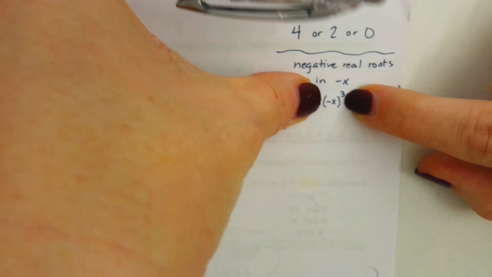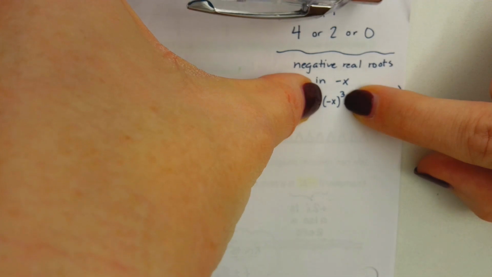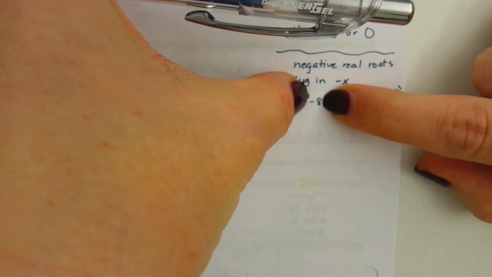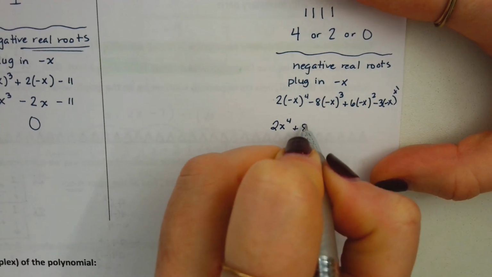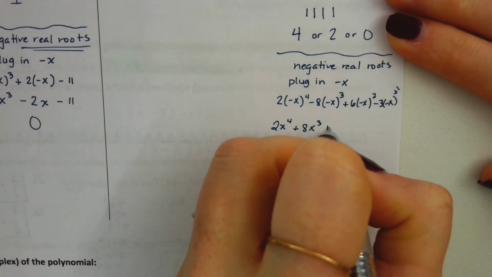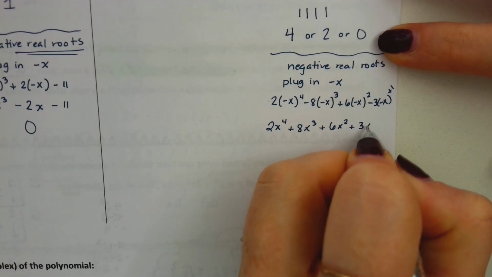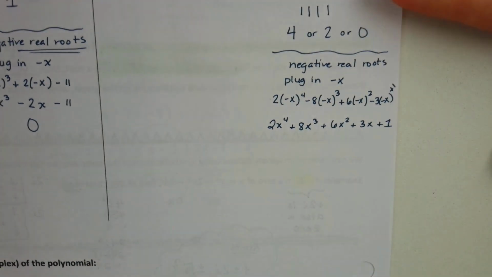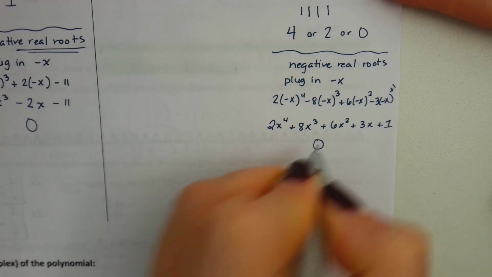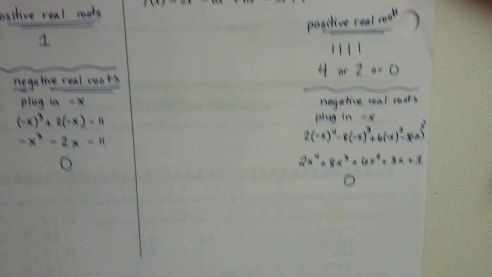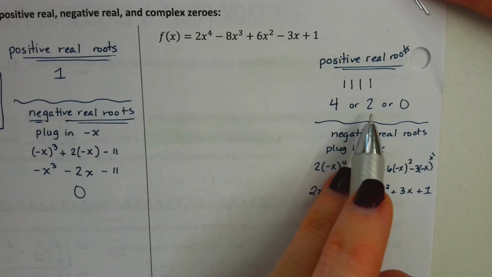Next up, what's negative x to the 3rd power? Negative x to the 3rd power. And then times this negative 8 would become positive 8x to the third power. Next up, negative x squared. Negative x times negative x is positive x squared. Times 6 is positive 6x squared. And then negative 3 times negative x, positive 3x. Plus 1. How many sign changes do we have? 0 sign changes. Way to go. Which means we won't have any negative real roots. It's just 4 or 2 or 0.